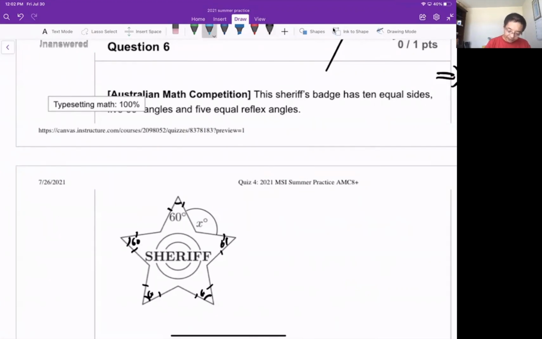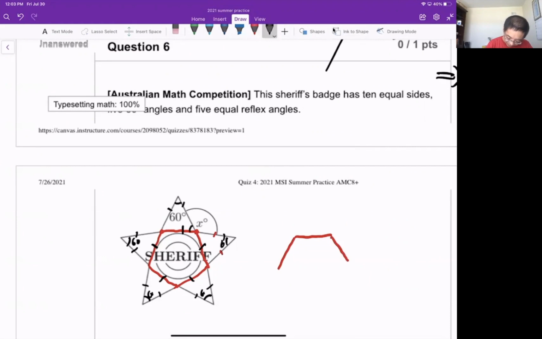Okay, if we connect those points here. Now each triangle is isosceles, but with 60, so they are all equilateral. That means those sides are all the same, right? So their sides are all the same. What do we have inside? Accordingly, what we have inside is a regular pentagon. We have a regular pentagon in the interior, because those angles are all the same.